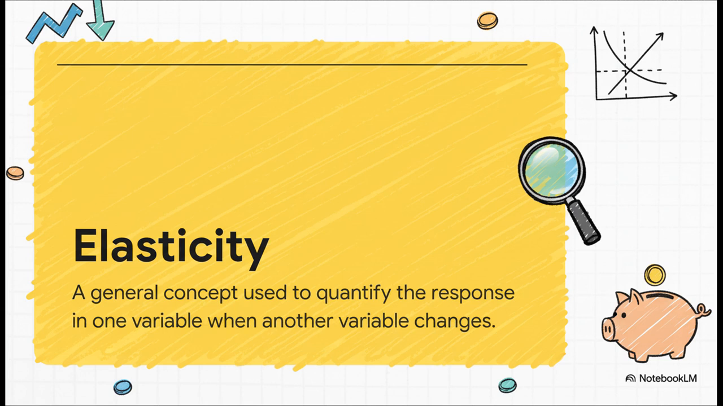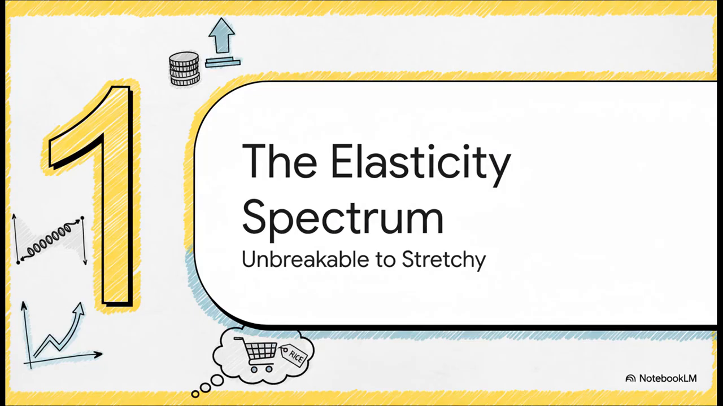At its heart, it's just a way to measure responsiveness, how much one thing changes when you go and tweak something else. Now, what's really helpful is to think about elasticity on a spectrum. It's not just a simple on or off switch. You've got products that are totally unresponsive to price changes and others that are incredibly sensitive. And this spectrum is how we categorize how different things behave out there in the real world.